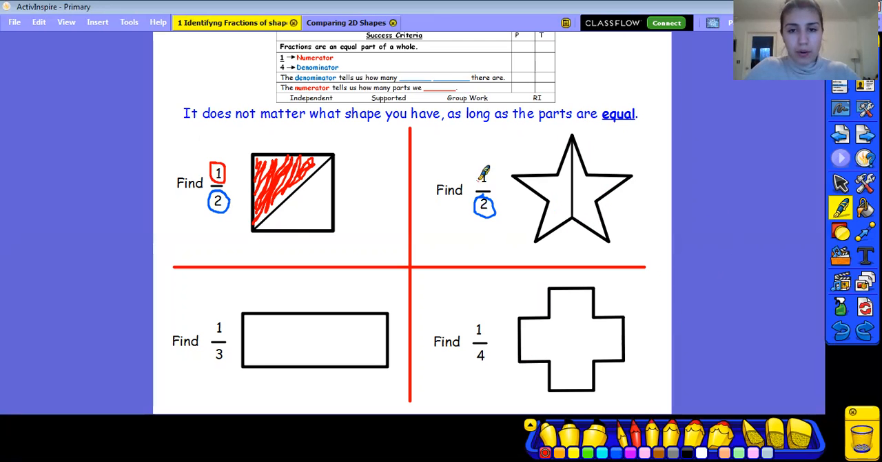Now time to look at our numerator. Super, that means I've got one of my parts shaded. So it doesn't matter which part is shaded. Just shade it. There you go. Well done if you guessed that and you got that right.